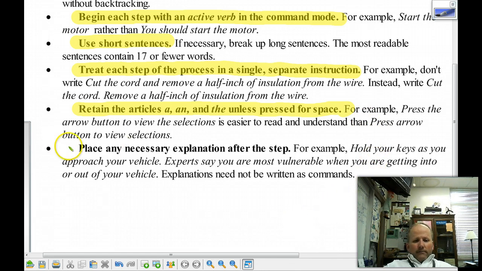And then finally, place any necessary explanation after the step. If you really need to explain why they're doing it, just say it in a sentence right after. For example, hold your keys as you approach your vehicle. Well, that's a strong active verb. You're telling people what to do. Well, they may be wondering why they're supposed to do that. Well, now you can explain. Experts say you are most vulnerable when getting into and out of your vehicle.